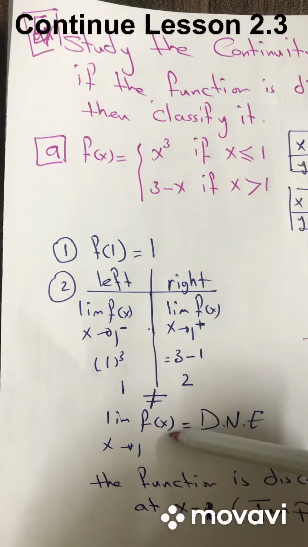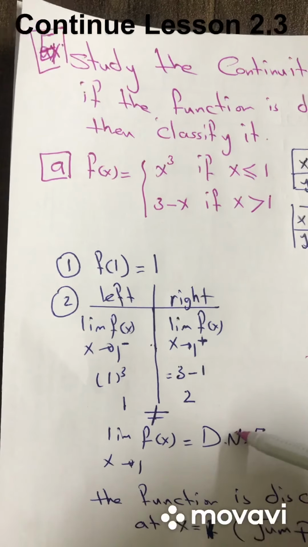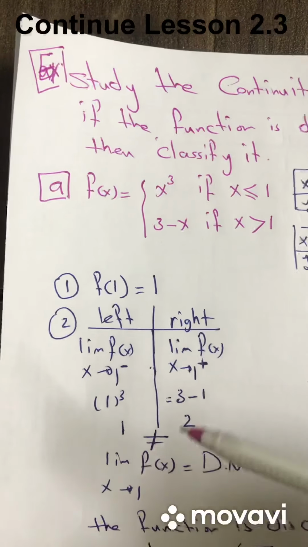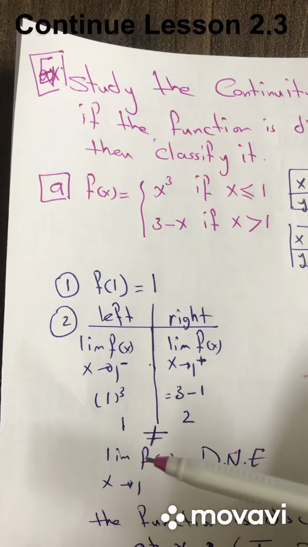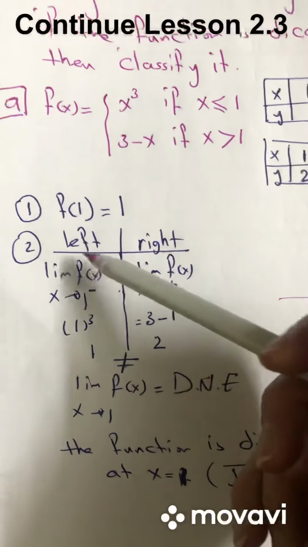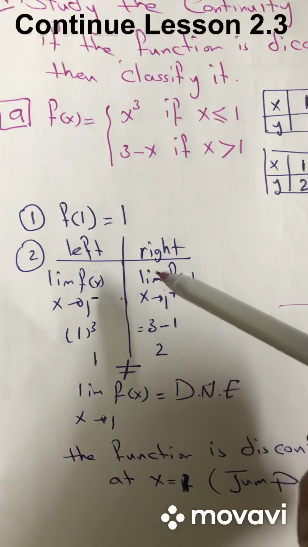So once we said does not exist, what do you think? This is continuous, this is not continuous, and it's removable or infinite or jump? Excellent, it's a jump because the second condition for the limit is not equal.